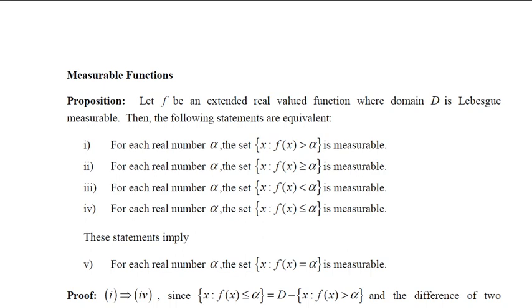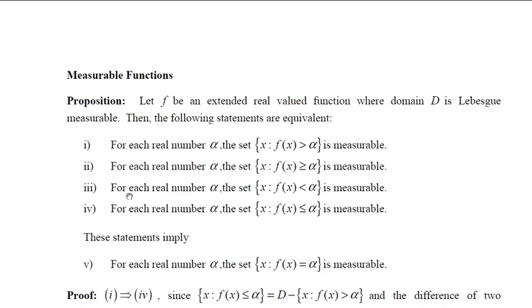Suppose f is an extended real valued function whose domain D is Lebesgue measurable. Then the following statements are equivalent. The first one is: for any real number alpha, the set of all x where f of x is greater than alpha is measurable. The second one is: for each real number alpha, the set where f of x is greater than or equal to alpha is measurable.